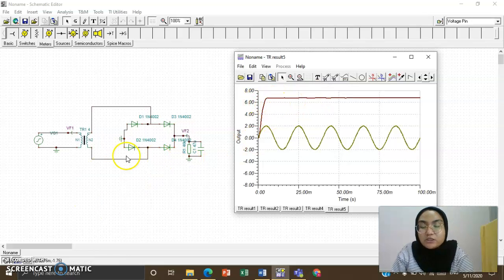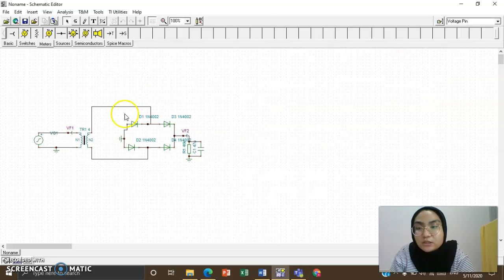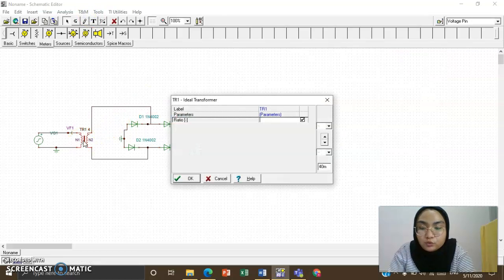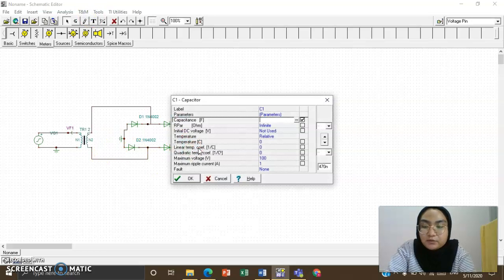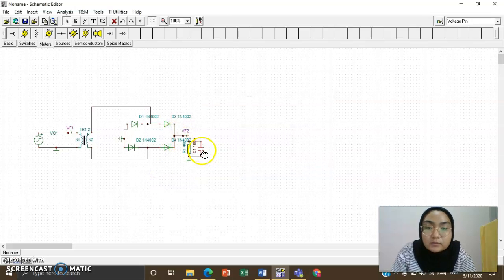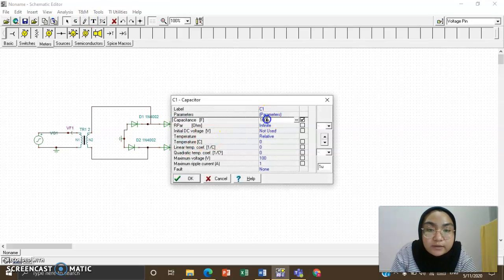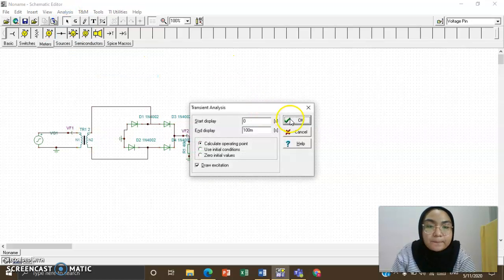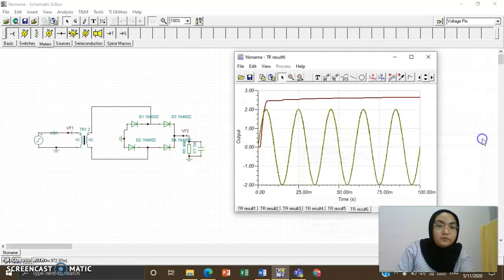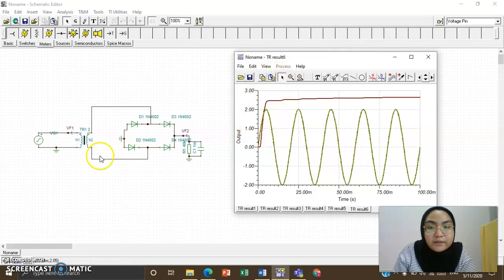Okay, for question 2, I need to change the ratio to 2 and the capacitor to 1000 mu. 1000. The others remain the same. I mean the resistor value, all that voltage value. Okay, then I need to run the transient analysis. Okay. Because of ratio 2, the input is 2, the output is 4, but then minus 1.4, so it is 2.6.